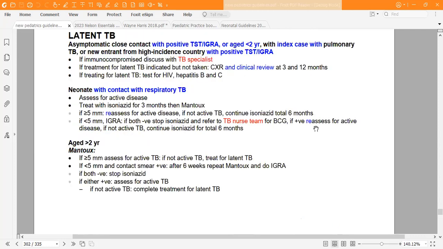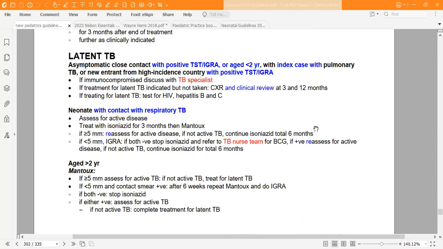Okay, so we have finished the TB guideline from the new pediatric guidelines.